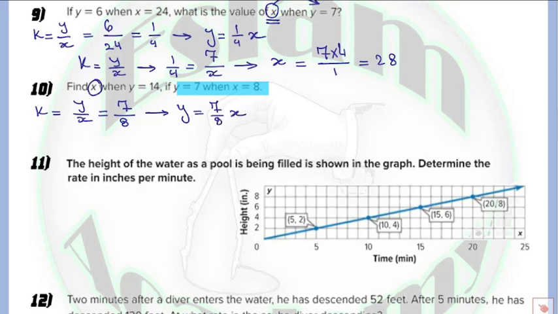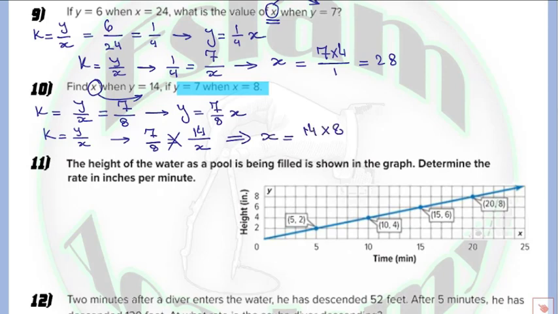Now we need to find the value of x when y equals 14. To find the value of x, we will use k equals y over x. Now k equals 7 over 8. We need to find the value of x when y equals 14, just by using cross multiplication. Then x now will be equal to 14 multiplied by 8 divided by 7. Then we can find the value of x, which is equal to 16.